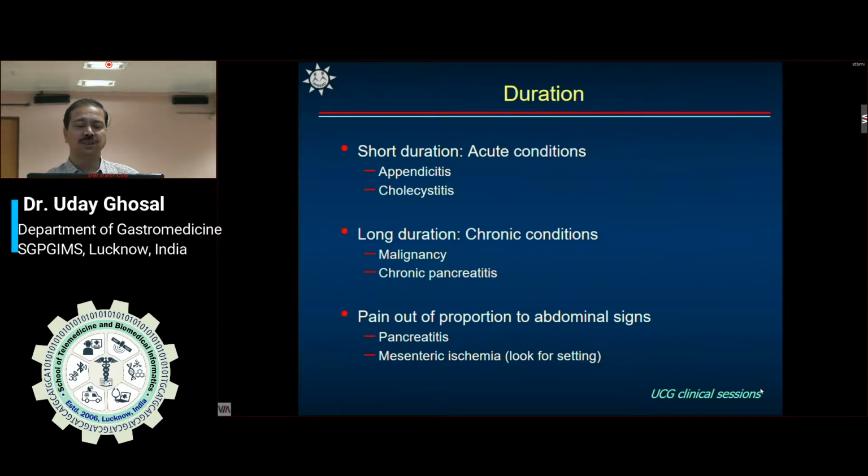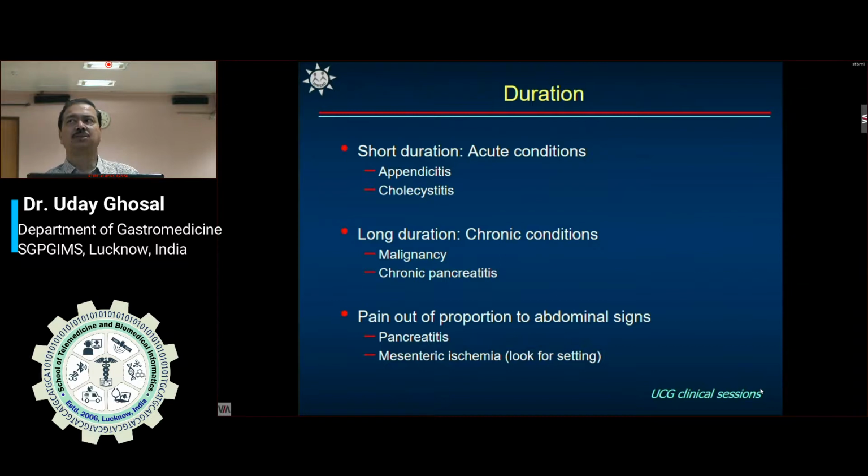And when you talk about mesenteric ischemia, look at the setting. The setting is an elderly man with associated cardiac disease. Okay, there is atherosclerosis, hyperlipidemia. This is a classic setting of mesenteric ischemia.